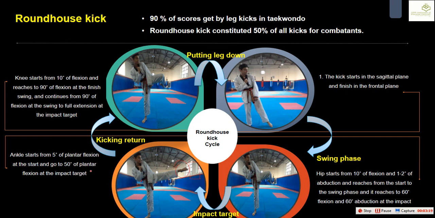After the impact target, it's the kicking return cycle. In this cycle, the knee starts from 10 degrees of flexion and reaches 90 degrees of flexion at the finish of the swing, and continues from 90 degrees of flexion to full extension at the impact target. After this cycle is putting the leg down and finishing the roundhouse kicking cycle.